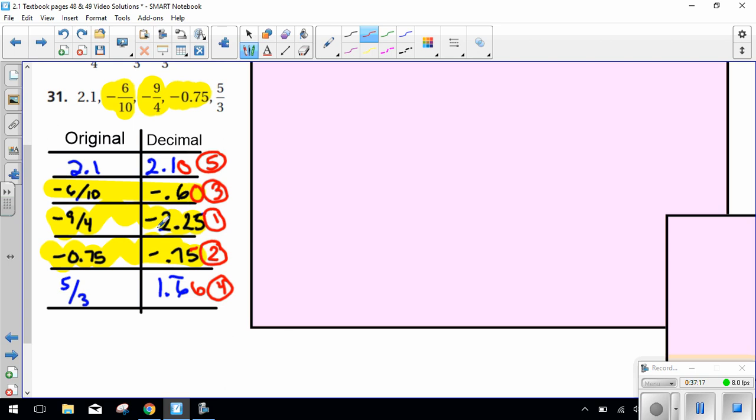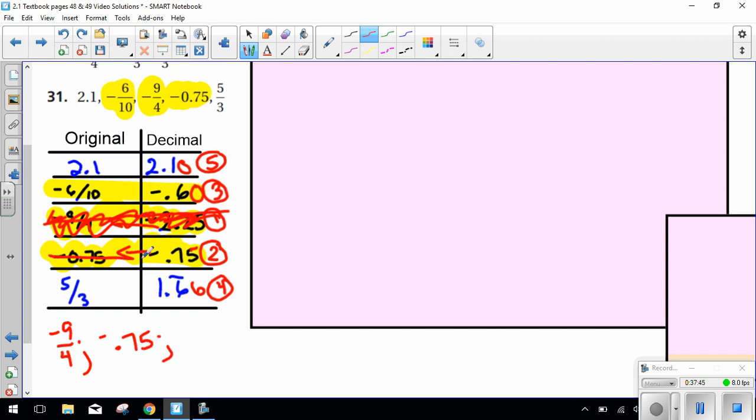But the original number was -9/4. And then what I like to do is gently cross it out. Don't scribble it where you can't see it anymore, just a little line, in case there's a mistake, so you can still read your work. So who's number 2 here? -75/100, which is still the same. Perfect.